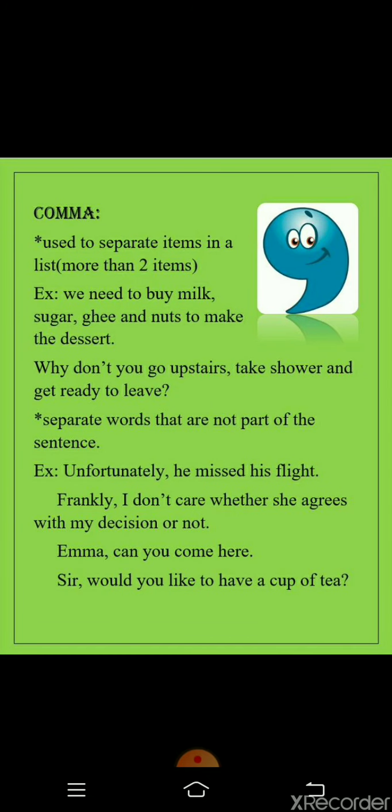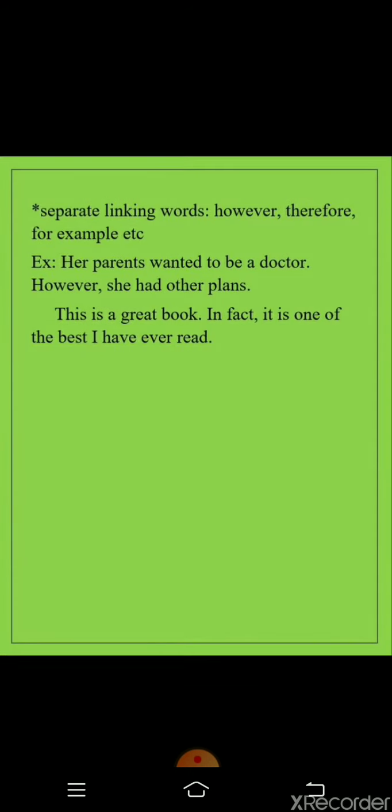So, where are commas used? Commas are used to separate items in a sentence. It can be items or it can also be phrases if there are more than 2. Second, it is used to separate the words which are not part of the sentence. Very good. Third one, it is used to separate the linking words.